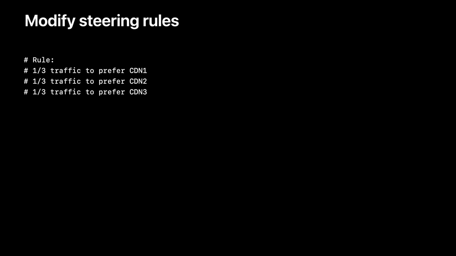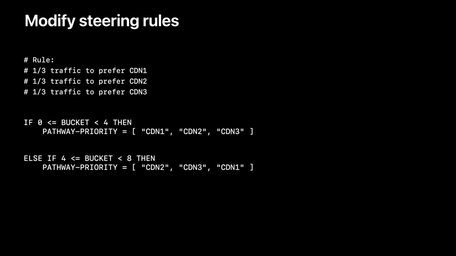Let's also take a look at how the steering server can change its steering rules when there are 3 available pathways. In this case, the server wants to partition the client traffic evenly across CDN 1, 2, and 3. Rewrite this rule by returning pathway priority that prefers CDN 1 if the client's bucket number falls in the first third of the 12 buckets, returning pathway priority that prefers CDN 2 if the client's bucket number falls in the second third range, and otherwise returning pathway priority that prefers CDN 3. This way, each pathway will serve a third of the client traffic.